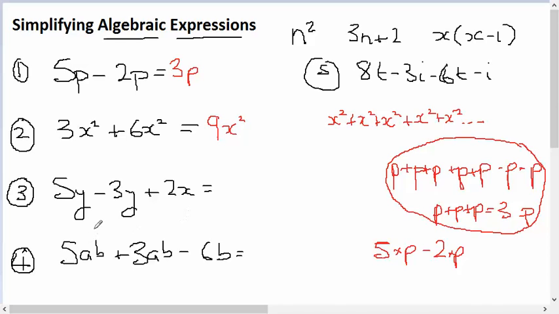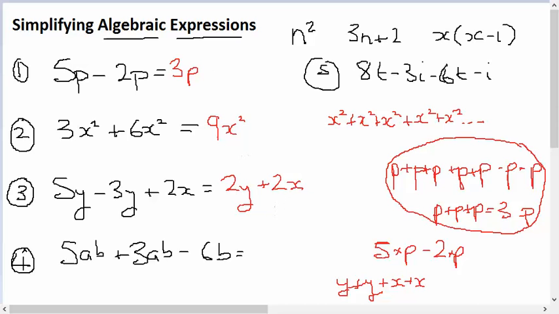Next one, 5y take away 3y plus 2x. Now, 5y take away 3y, in a very similar way to 5p take away 2p, 5y take away 3y is 2y. Now, you're probably thinking, can we do anything with this 2x? Can we add it on? Well, we can't. All we can leave it as is that, because if you think about it, we've got y plus a y, that's your 2y, and then we've got an x plus an x, there's your 2x. There's nothing we can do with that. So that's completely simplified. That's as far as we can go.